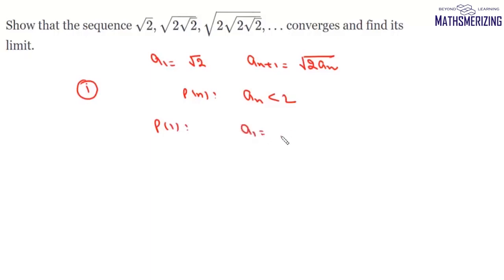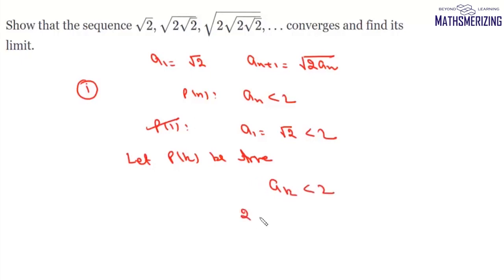So we'll write a1, and a1 is root 2, and root 2 is less than 2. That means it is true for n equals 1. Now we'll let P(k) be true. It means that a(k) is less than 2. Now we'll multiply a(k) with 2, so 2a(k) will be less than 4. Then the square root of 2a(k) will be less than 2, and root 2a(k) is nothing but a(k+1). So from here we can say a(k+1) is less than 2.